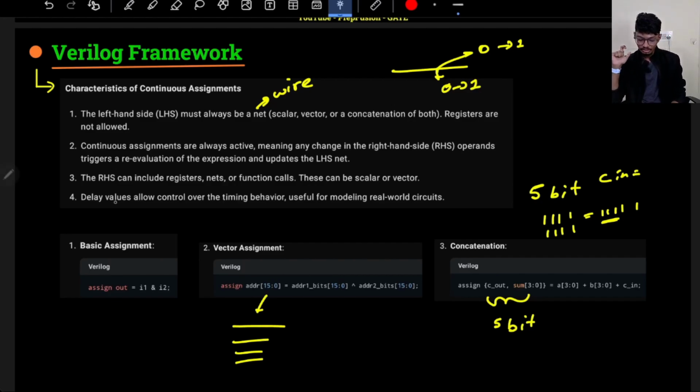Okay, the RHS can include registers, nets, or function calls. These can be scalar or vector. Delay values allow control over the timing behavior. Useful modeling techniques, real world circuits. Okay, so yeah, delay, I will show you how you do delay. Right hand side can be anything.